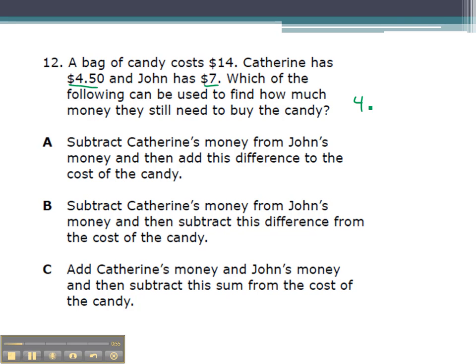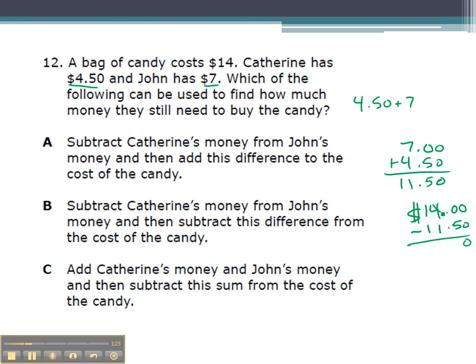They have $4.50 plus $7, and that equals, let's do it this way, $7 plus $4.50. Line up the decimals to add decimals. 0 plus 5 is 5. They have $11.50. Do they have enough to buy the candy? No, because the candy costs $14. So how would we figure out how much they still need? You would take the $14 and subtract the $11.50 that they have, and you would get, 3 minus 1 is 2. They need $2.50 more.